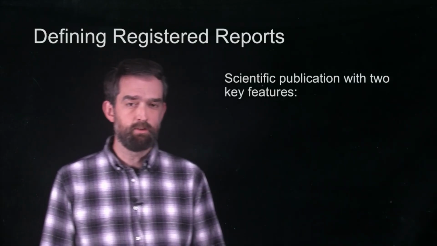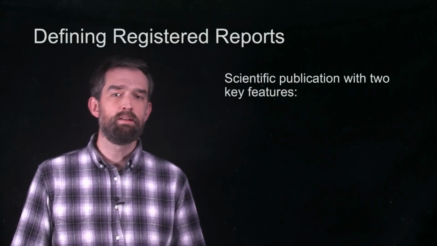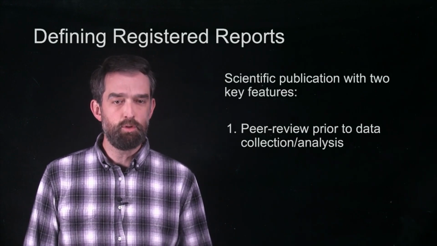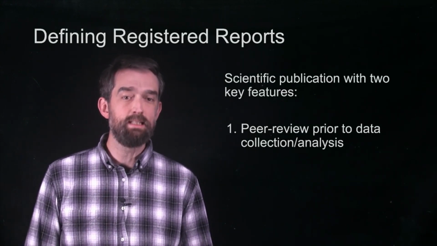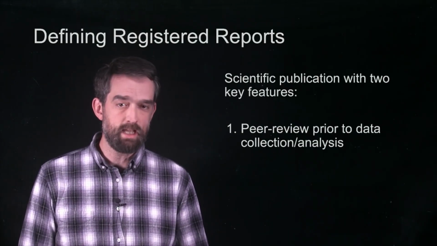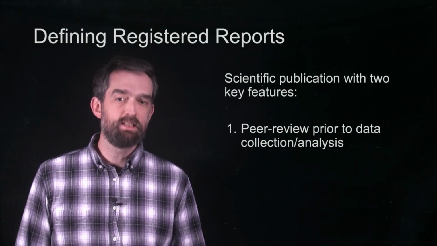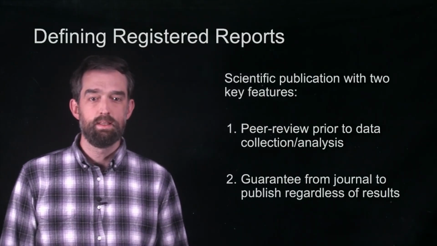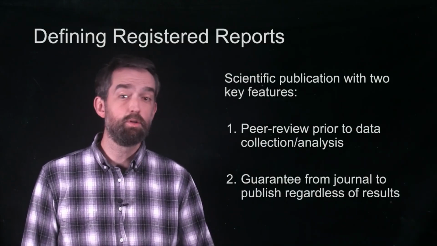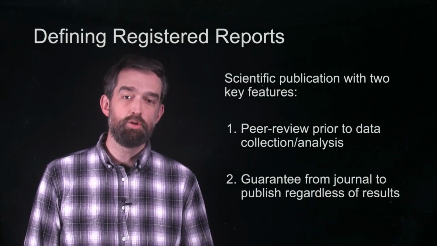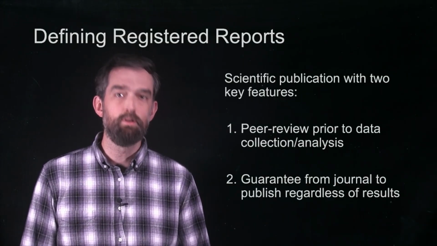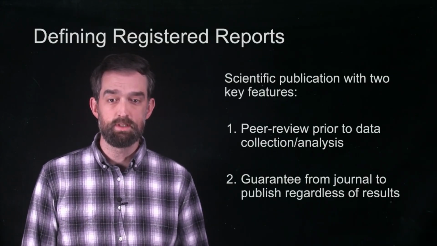We'll start by defining a registered report and the key features of it. The first key feature is that a peer review happens in a registered report prior to any data collection or analysis. So you haven't conducted, run, or analyzed any of your data or any of your studies yet, and you're getting this peer review prior to that. The second part is that it's a guarantee from the journal that it's going to publish your paper regardless of the results. So it's the journal saying to you that we will side by you and we will publish your paper regardless of what happens in terms of your study.